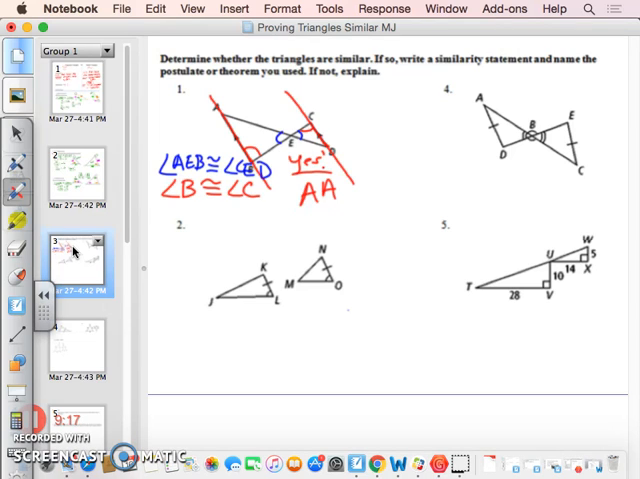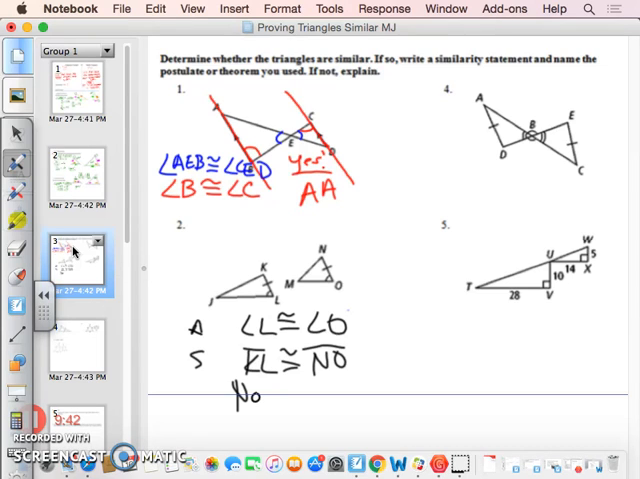All right, let's move on to number 2. Again, what do I know about these two triangles? Well, all they told me is that angle L is congruent to angle O, and KL is congruent to NO. But that's just an angle and a side. And if you just have an angle and a side, you can't say that these are similar. So we don't know for certain if they are similar. We can't prove it.